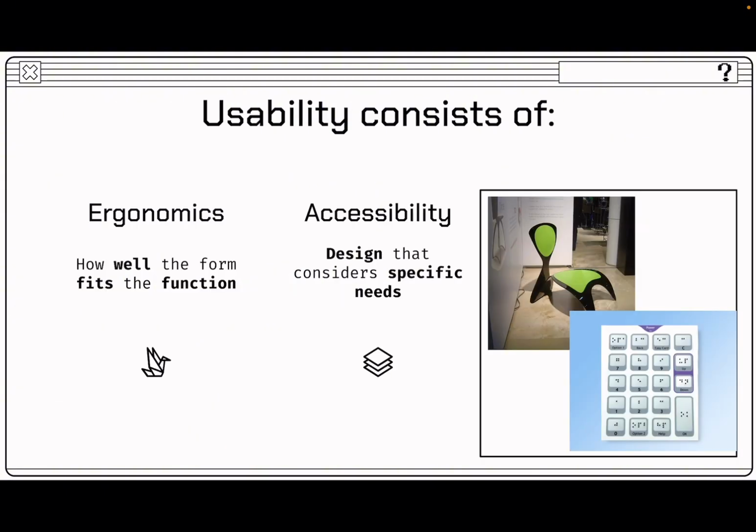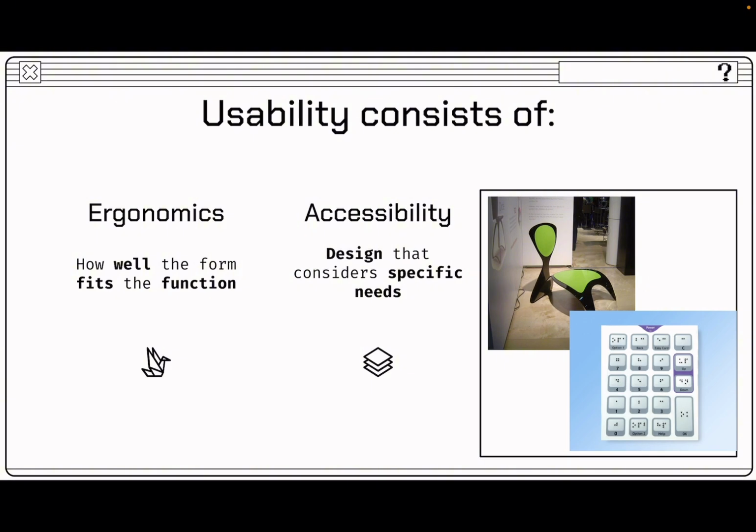Now we will define these two terms, ergonomics and accessibility. Ergonomics, in short terms, is how well the form fits the function. In simpler words, it means how the design of a product or object matches the intended purpose or function. An example could be this chair. We can say that this chair will not be as efficient as a normal chair would, as it does not fit the intended purpose of a comfortable seat.